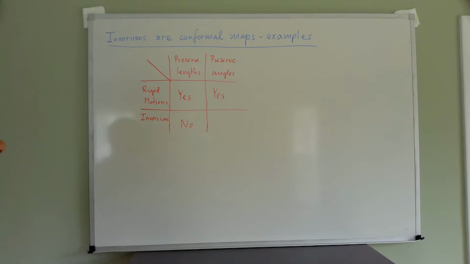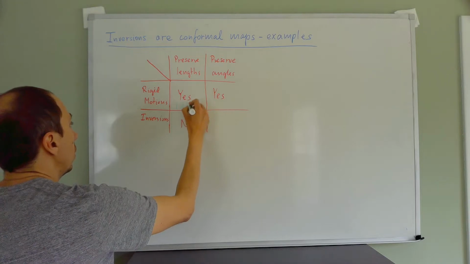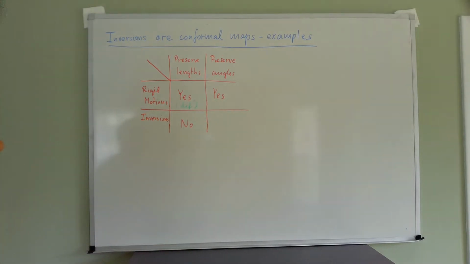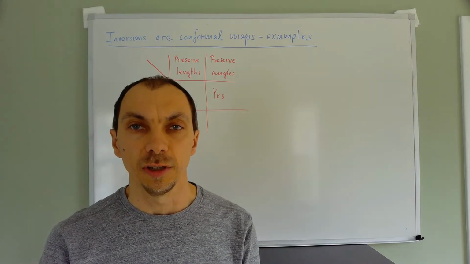So we know that rigid motions preserve lengths. That's by definition, right? And last time we also proved that rigid motions preserve angles. On the other hand, we know that inversions do not preserve lengths. So the question is, do they preserve angles? And this is perhaps one of the more surprising things about inversions.